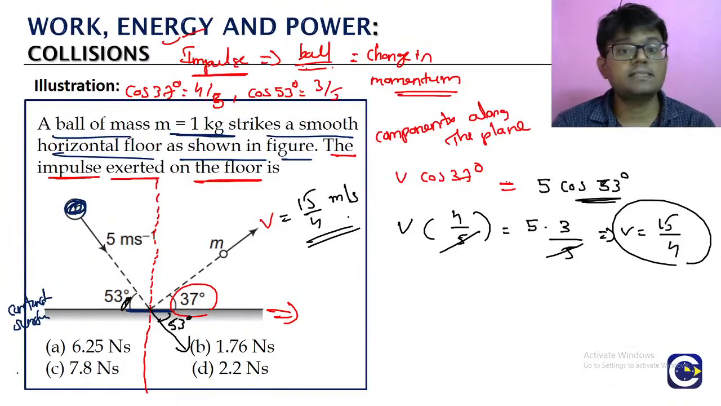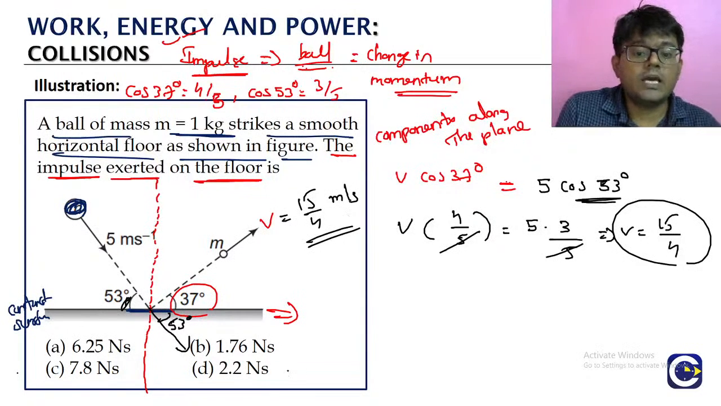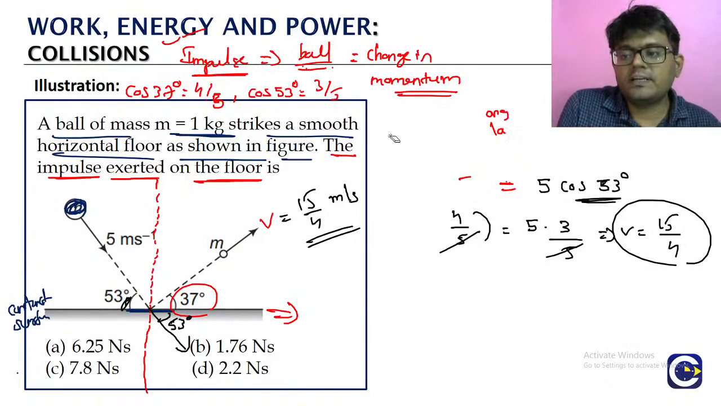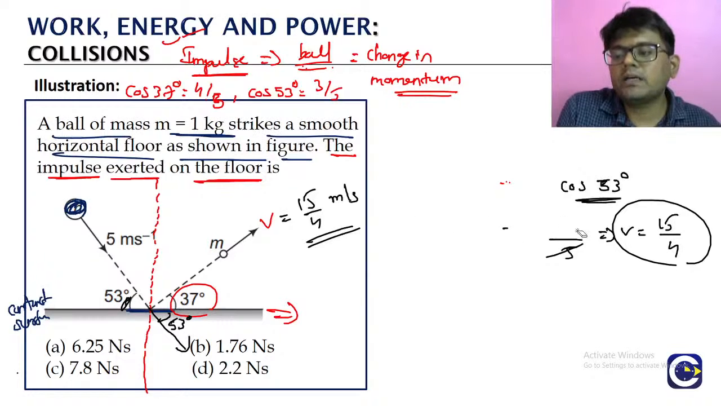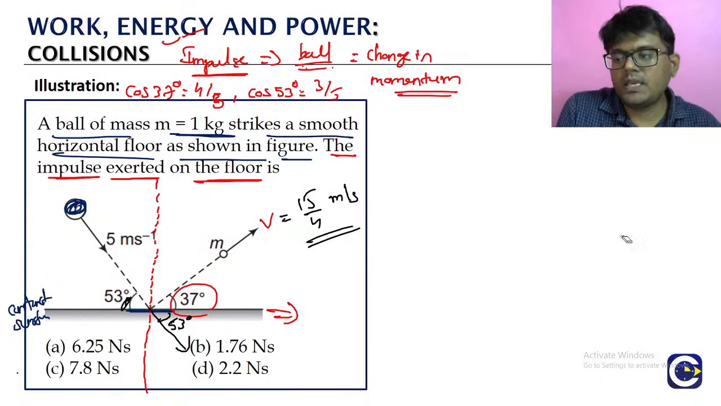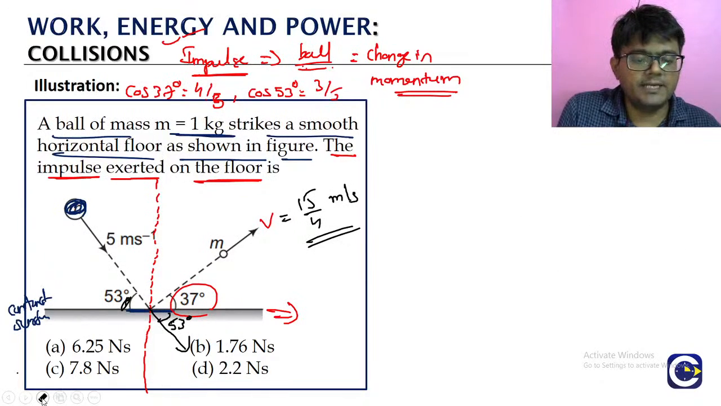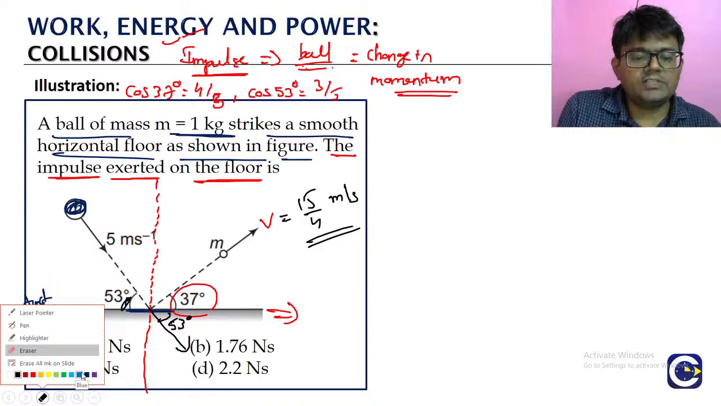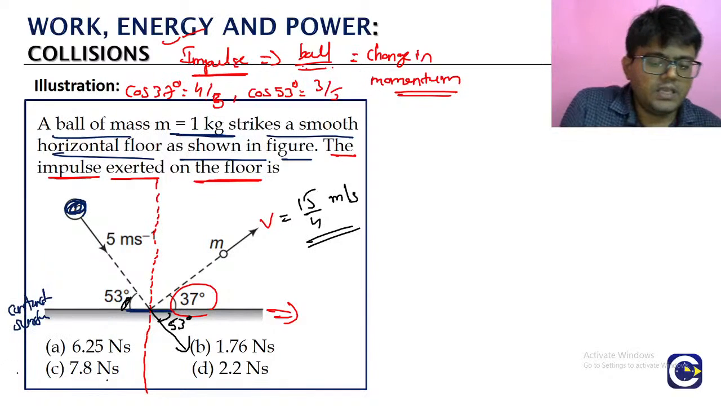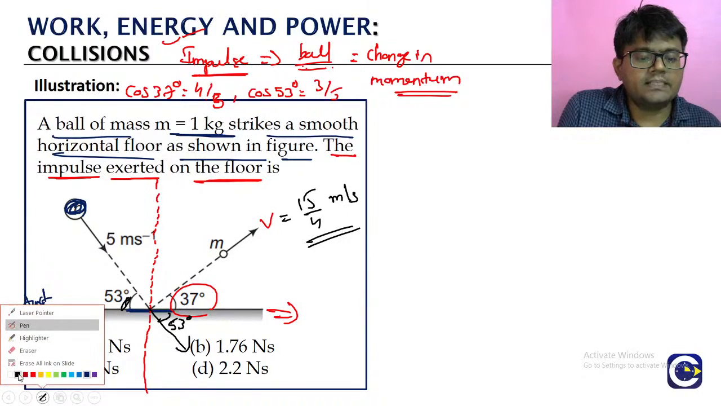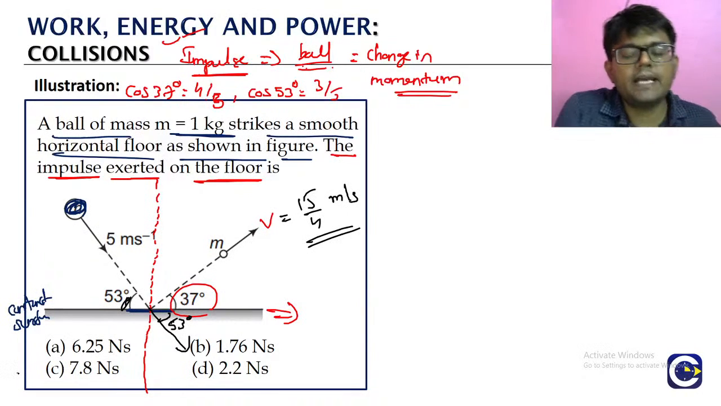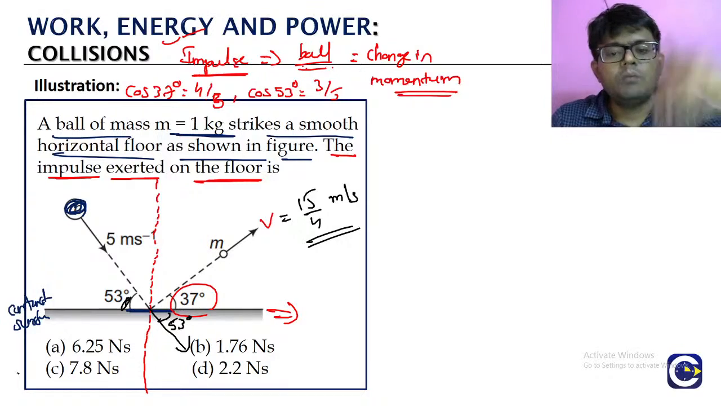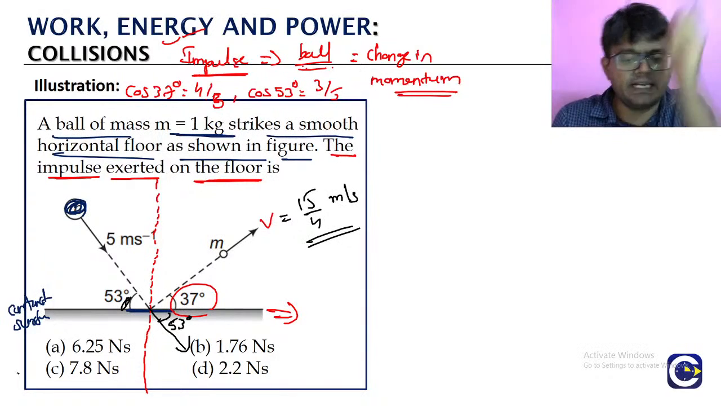But this is not what they're asking. They're asking the impulse exerted on the floor. So how do we calculate the impulse exerted on the floor? For that, we will look at the impulse acting on the ball. How do you get the impulse? Change in momentum, right? The velocities along the contact surface are not changing, so we will only look at the momentum change along the normal direction.